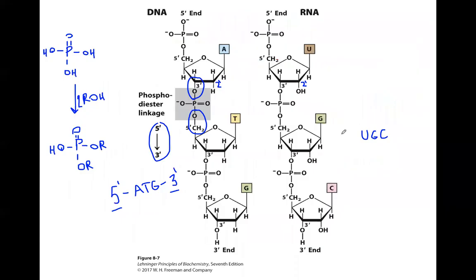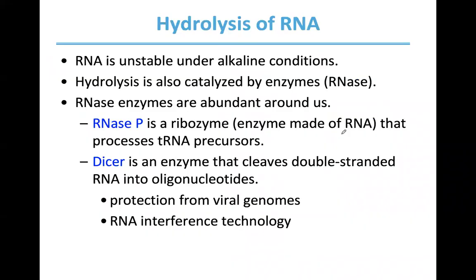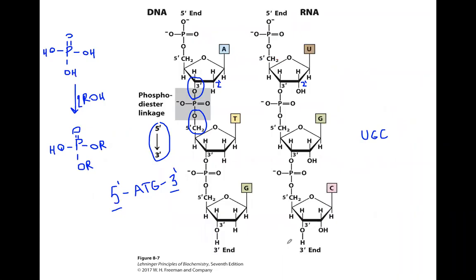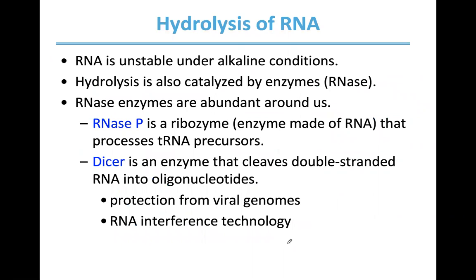All right, so let's look at the, okay, what else do we have? Directionality: 5' is different from 3', and we read the sequence from 5' to 3' end. So we just talked about that. And RNA in general may be stable in water, but it's very unstable under alkaline conditions. So you can actually use just a hydroxide ion to break down RNA, or you can hydrolyze using the enzymes, RNases. RNase enzymes are abundant around us.